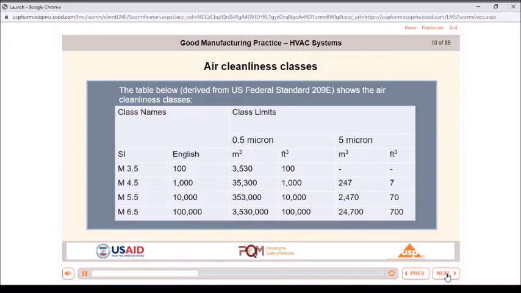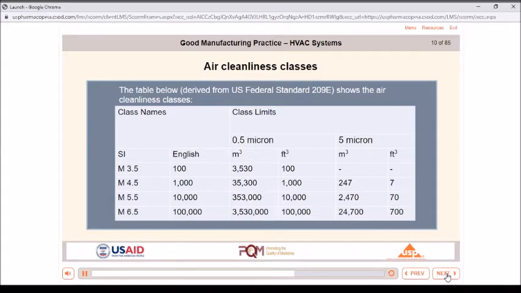2. Class 10,000, M 5.5, is the area where the particle count must not exceed a total of 10,000 particles per cubic foot, 353,000 particles per cubic meter, of a size 0.5 microns and larger, or 70 particles per cubic foot, 2,470 particles per cubic meter, of a size 5.0 microns and larger.